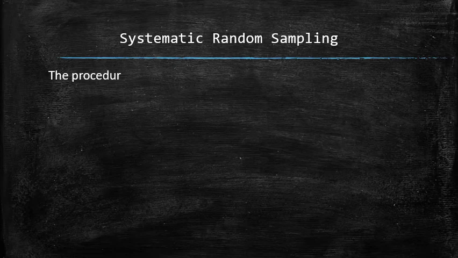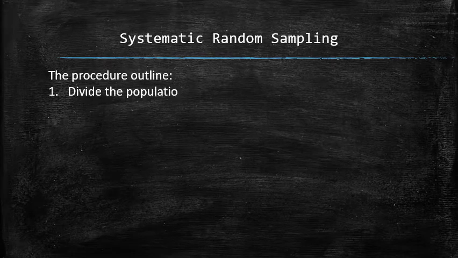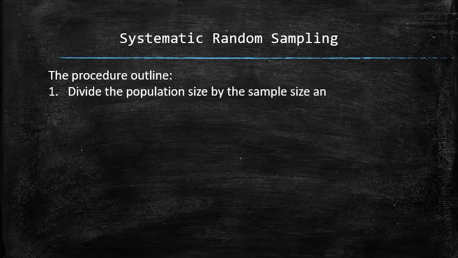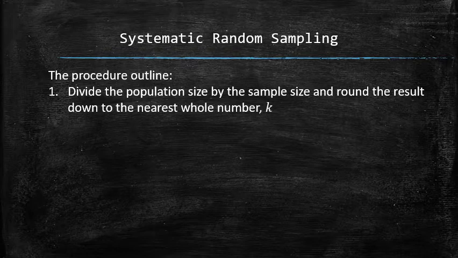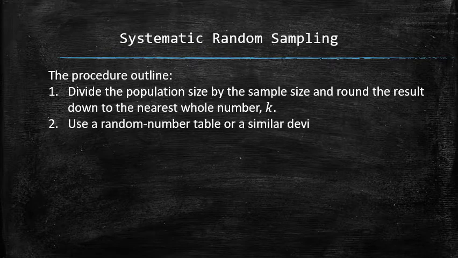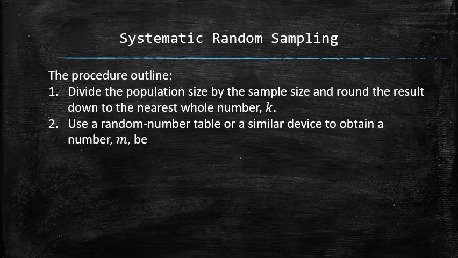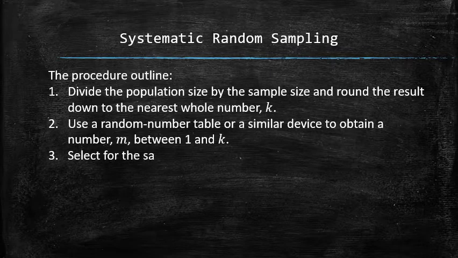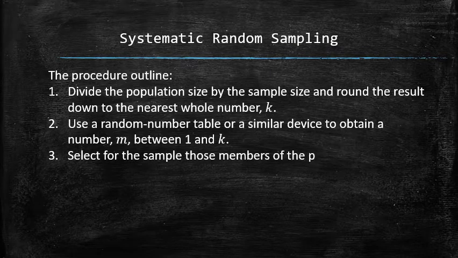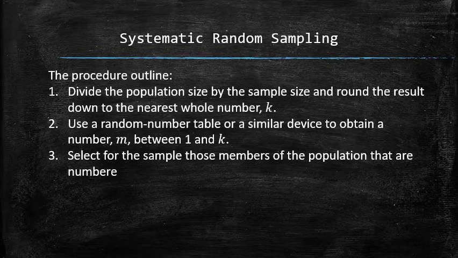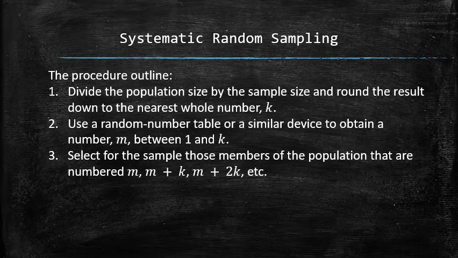The procedure can be outlined in the following steps. Step 1. Divide the population size by the sample size and round the result down to the nearest whole number k. Step 2. Use a random number table or a similar device to obtain a number m between 1 and k. Step 3. Select for the sample those members of the population that are numbered m, m plus k, m plus 2k, etc.